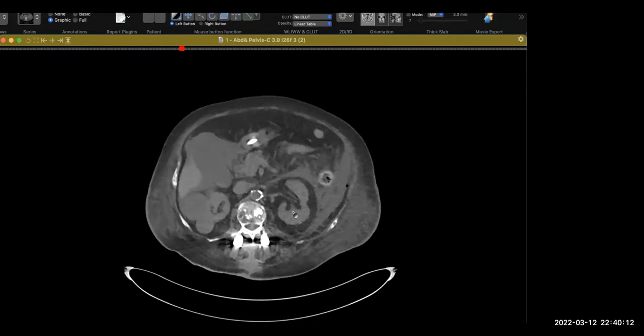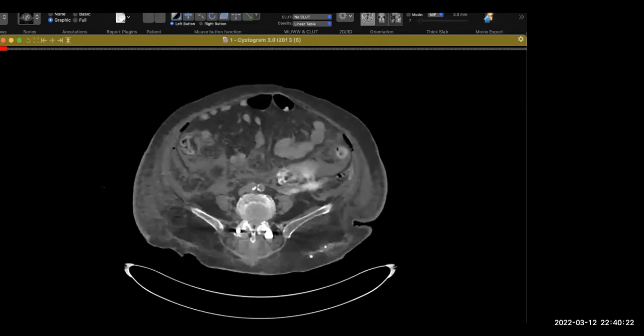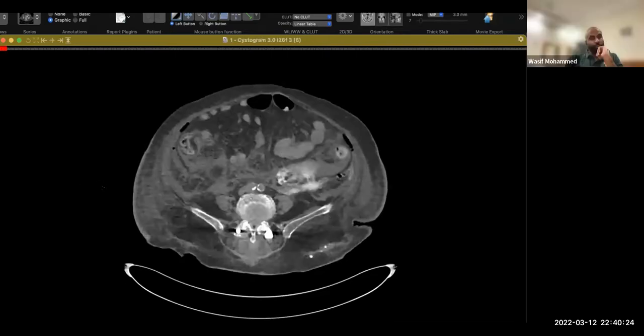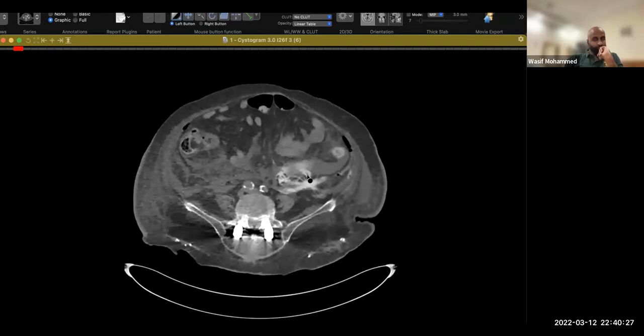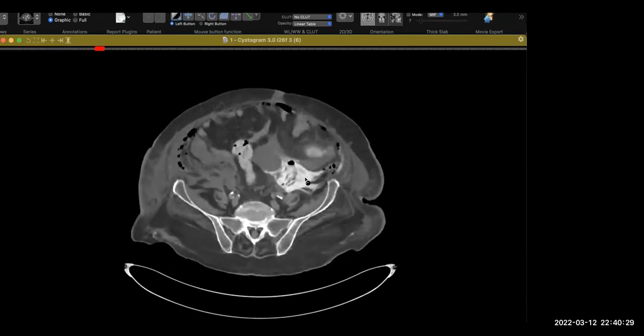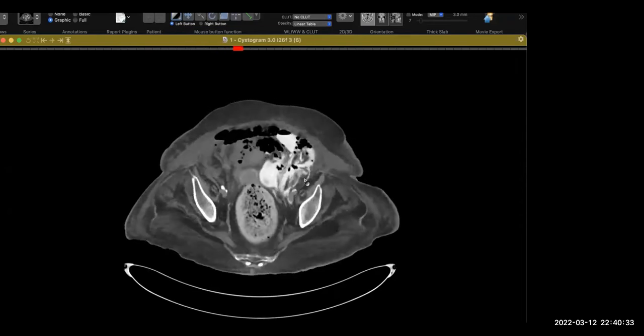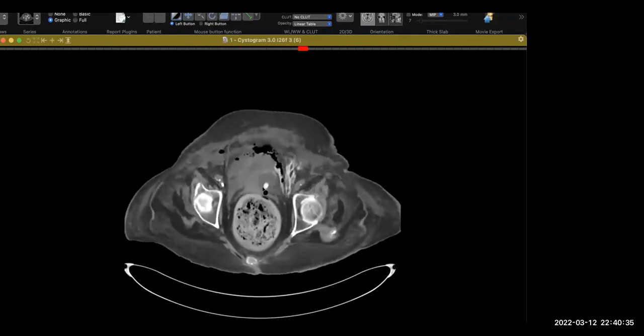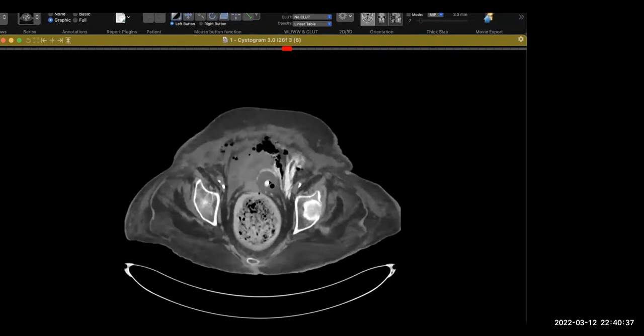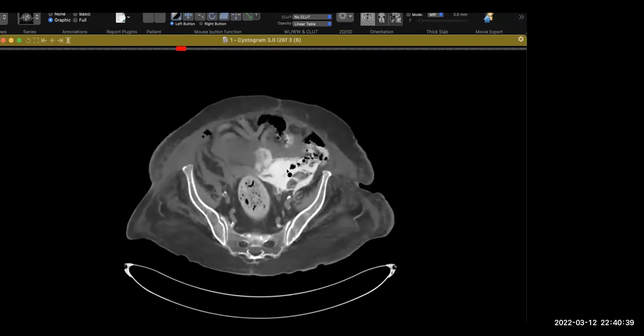Yes, so I can give a retrograde contrast through that catheter, and I will look for the area. Can you go through these images? Just a minute. So all the contrast has leaked. This is the bulb, and here there is a rupture of the urinary bladder.